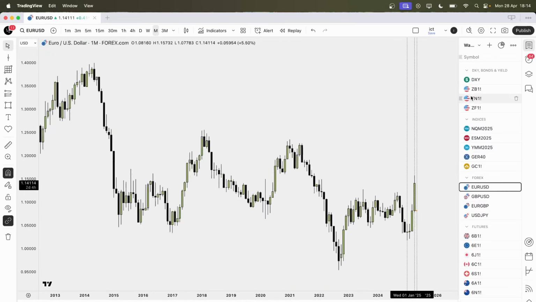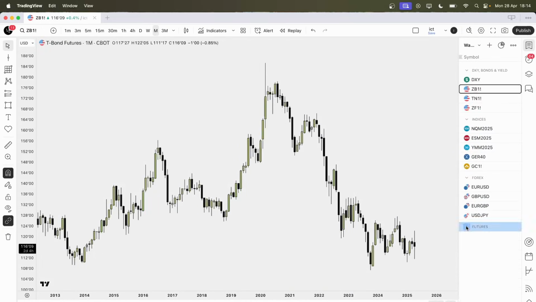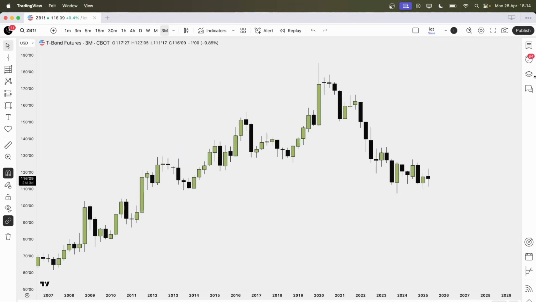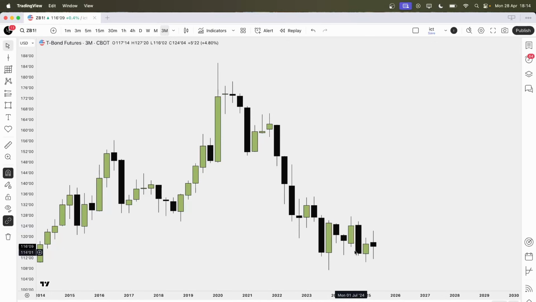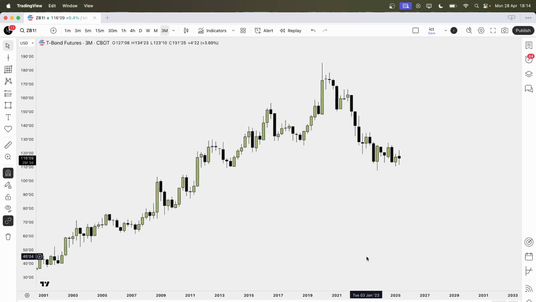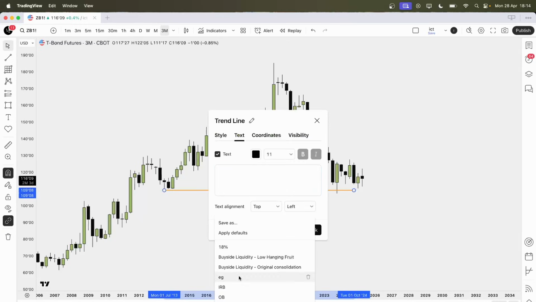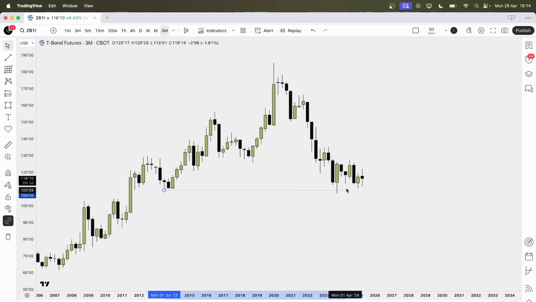Now, we look at the bonds, right? So we have to blend all the higher time frame teachings together. Take a look at the bond. Let's look at the bond 3-month chart. Is this really going anywhere? No, it's not really going anywhere. What we are doing is we've swept that low there and we are simply consolidating now.